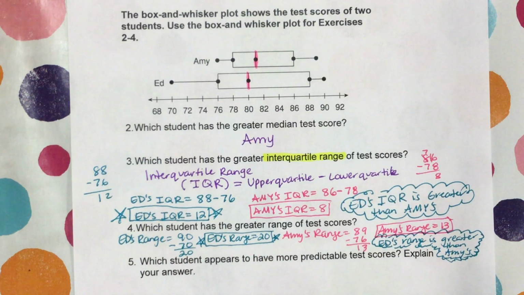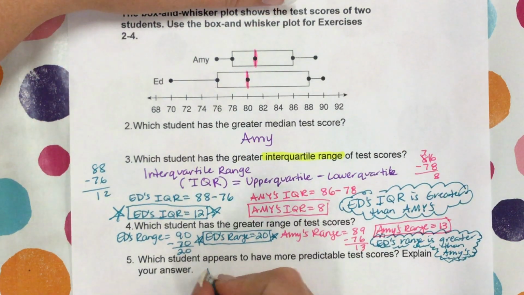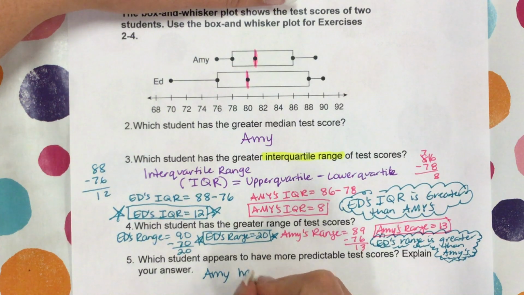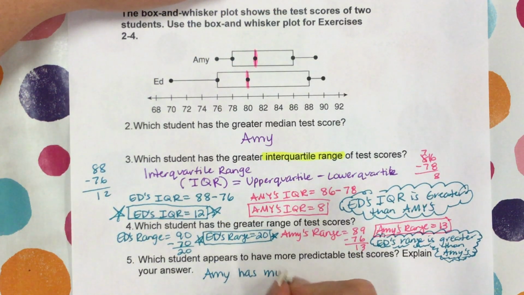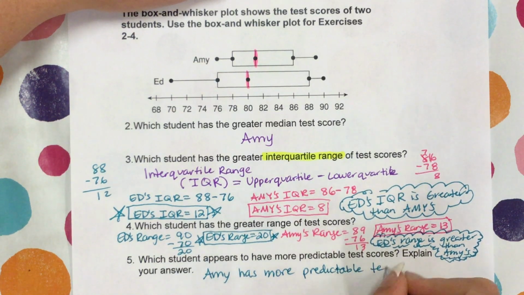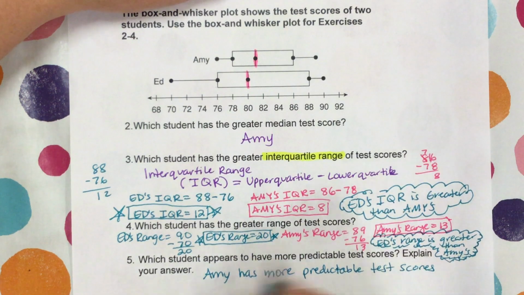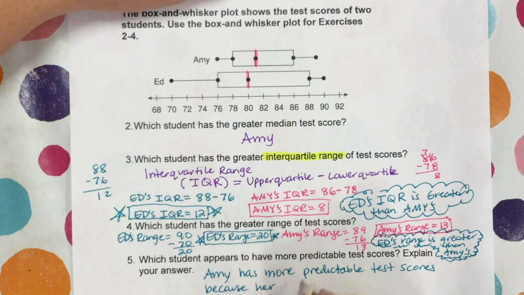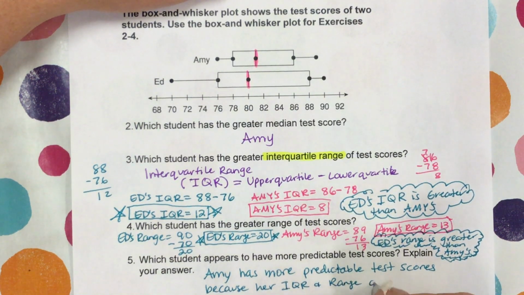So for those reasons, I would say that Amy has more predictable test scores because her interquartile range and range are both less than Ed's.